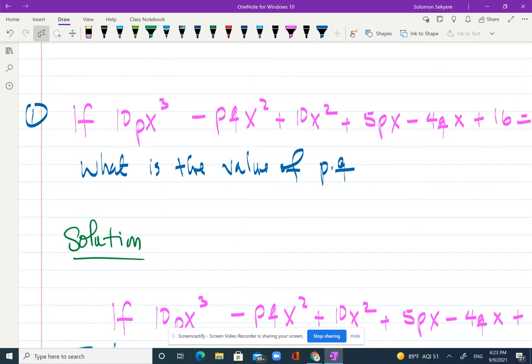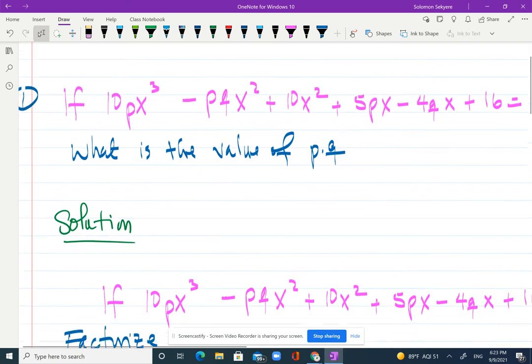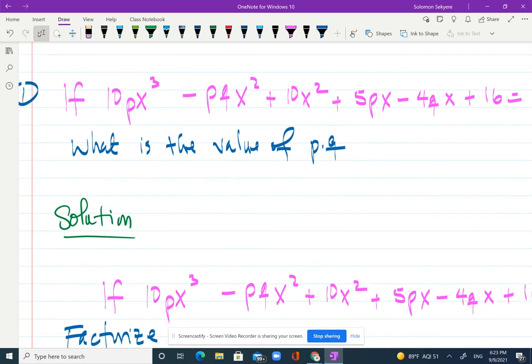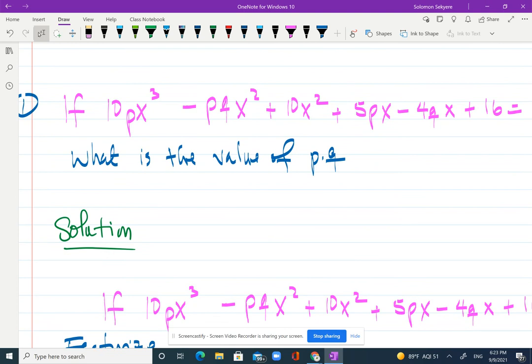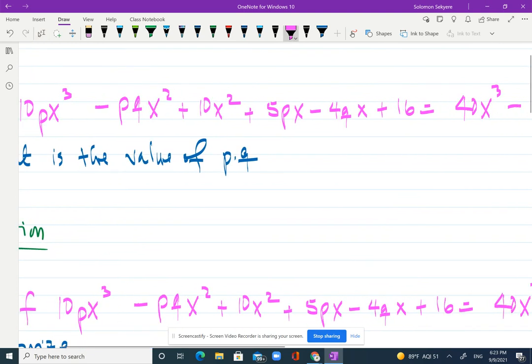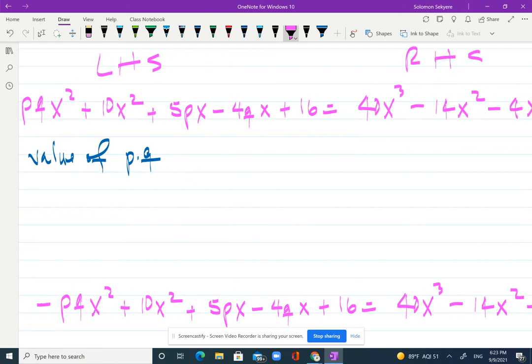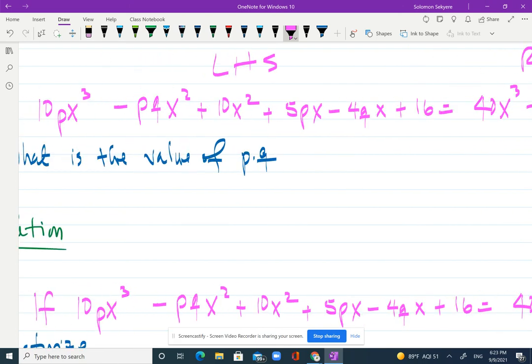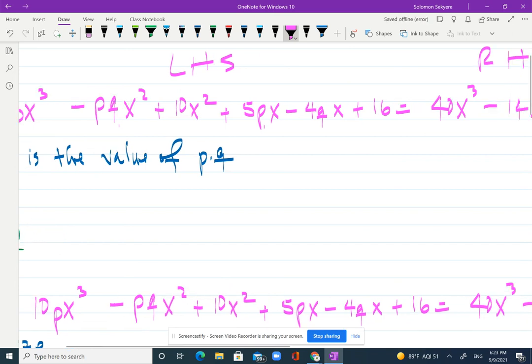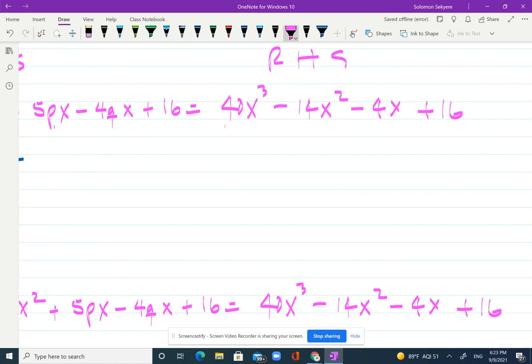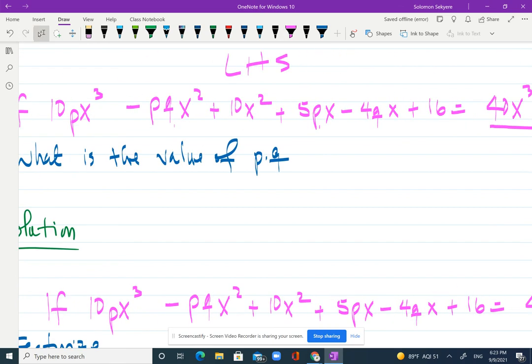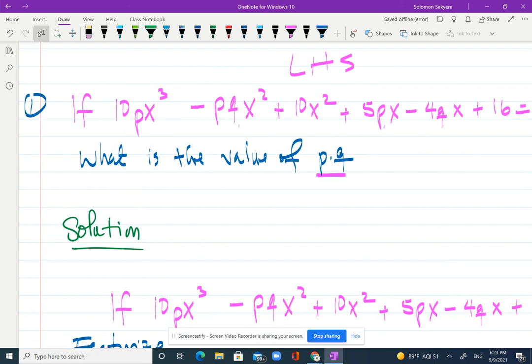All right, we're going to do identical equations, some sort of system of equations. Anyway, this is what we have. You've been given an equation with a left-hand side equal to a right-hand side. If this expression here, 10px cubed minus pqx squared plus 10x squared plus 5px minus 4qx plus 14, if this whole thing is equal to that, what is the value of p times q? See that? Okay, let's go for it.